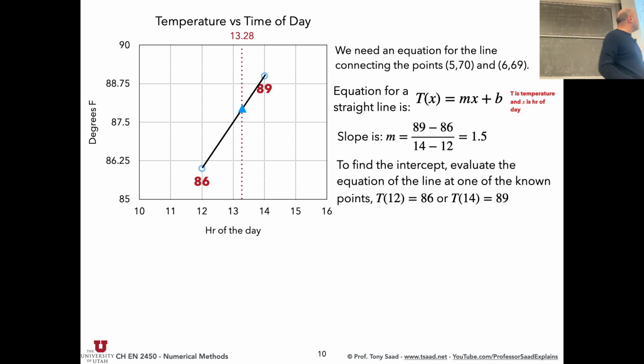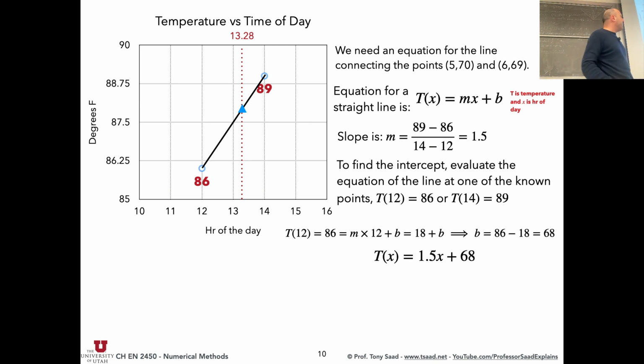Next, you need the intercept. To get the intercept, b, you just apply that equation of the straight line at either one of those endpoints, either at T(12), which is 86, or T(14), which is 89. It's going to give you exactly the same value of the intercept b. I chose to do it at 12. So T(12) is 86, but that's equal to m times 12, because x is 12, and m is 1.5, which is what you obtained already, plus b. So it gives you 18 plus b equals 86. From that, you solve for b, and you get 68.